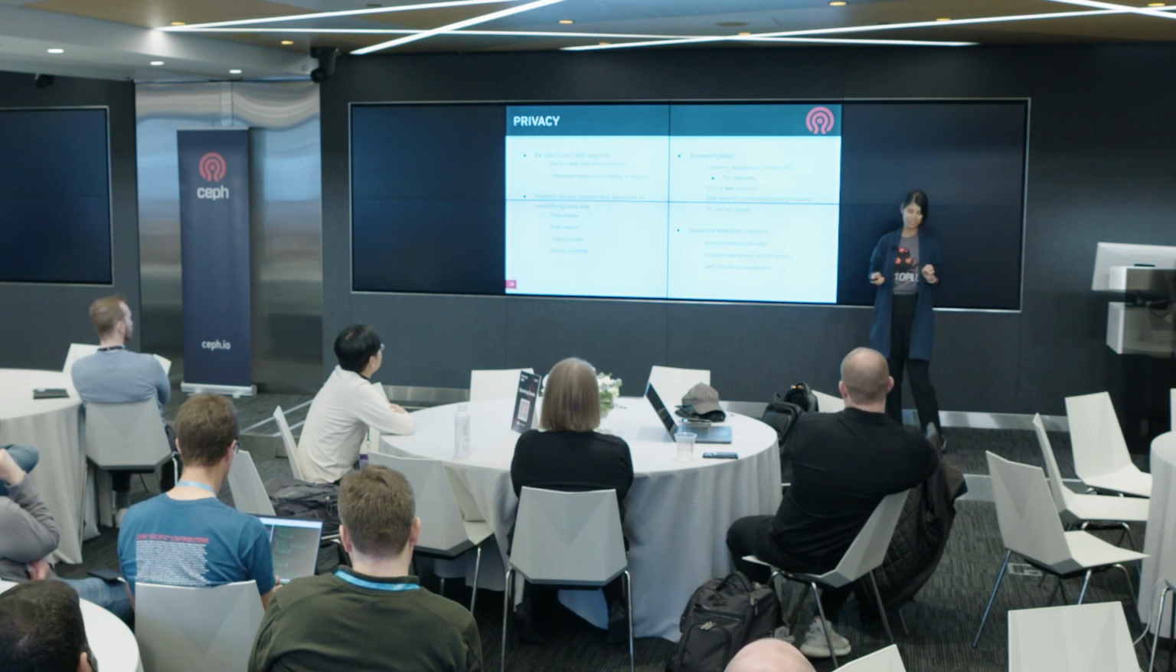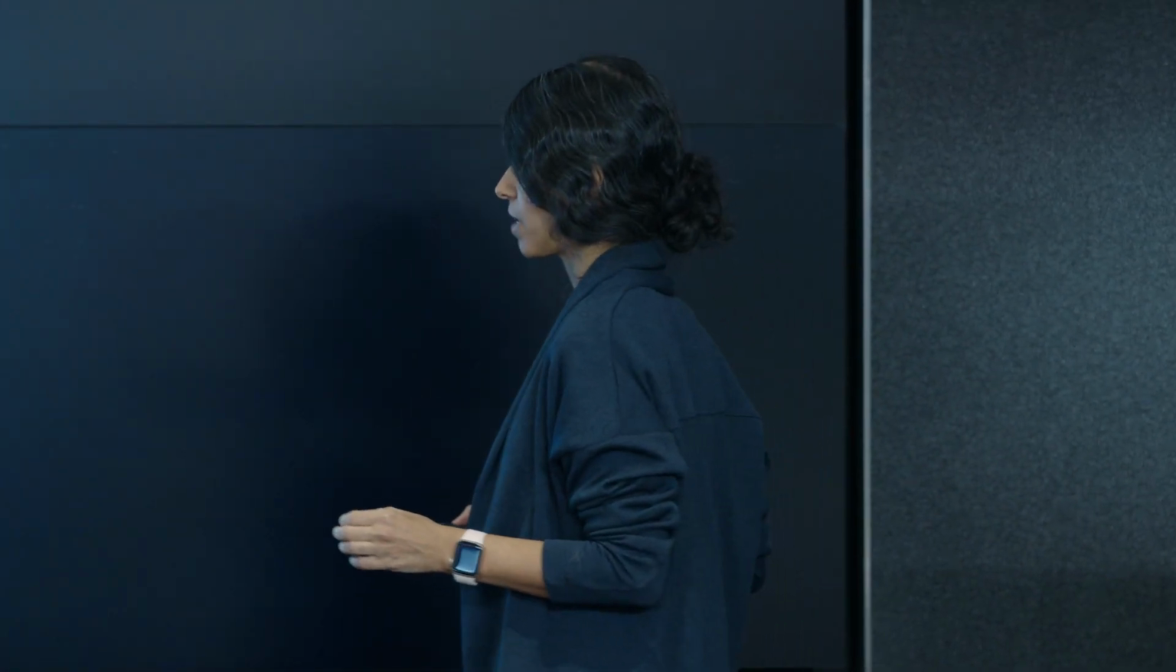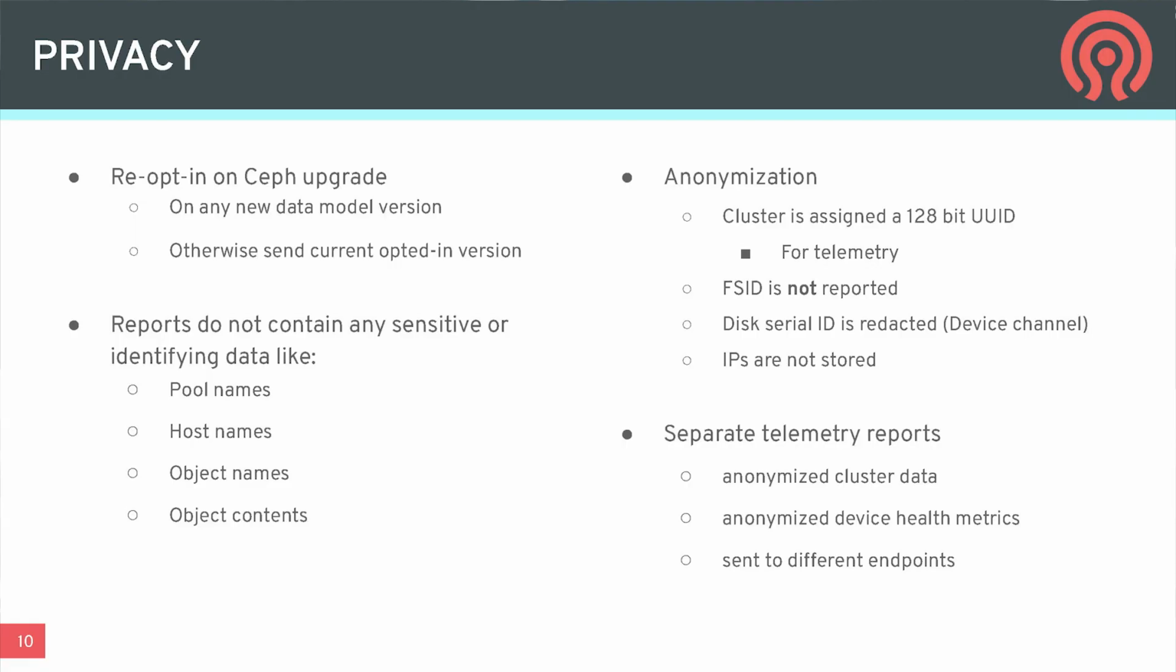It is very important for us to emphasize we care deeply about the privacy of our users, and we take several steps to ensure it. Whenever we introduce a new data model version, we require users to re-opt in on a Ceph upgrade. Otherwise, they can send the current opted-in version. Reports do not contain any sensitive or identifying data like pool or host names or object names or contents.